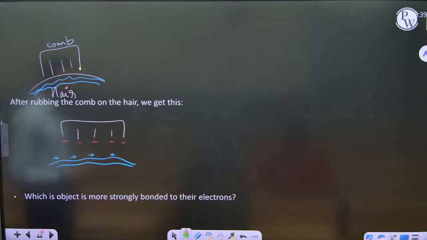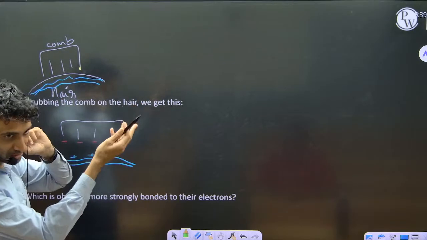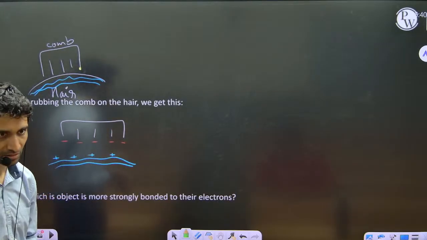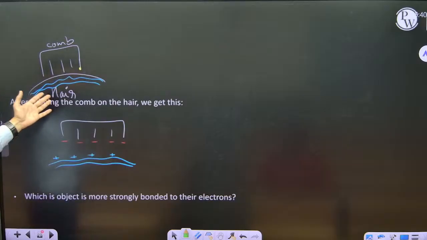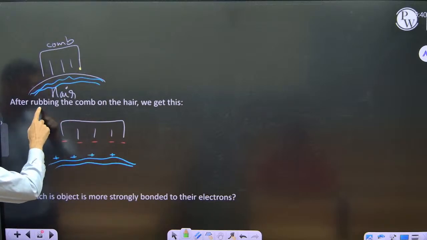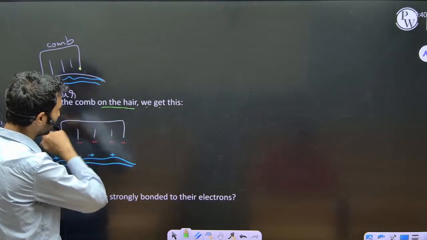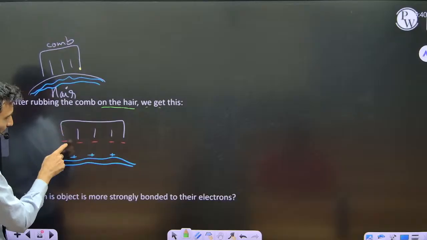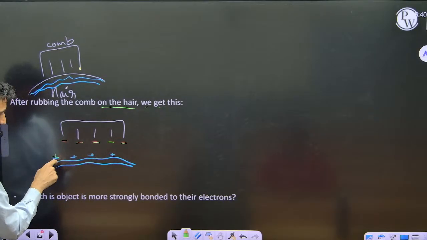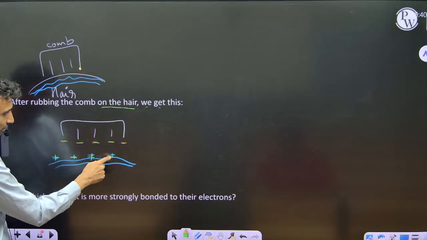Let's take this example, and I'm giving you some example, and I'm not telling you which topic it is, not yet. I'll introduce the topic after I've given you the concept of the topic, right? So let's see, you have hair and you have a comb. Have you done this experiment, like rubbing the hair on the comb? Then after rubbing the comb on the hair, what do we get? My comb gets which charge? Negative charge. Whereas my hair gets positive charge. Right?